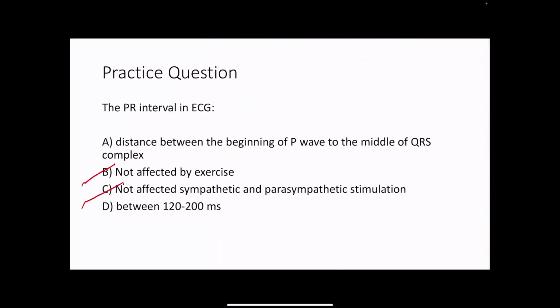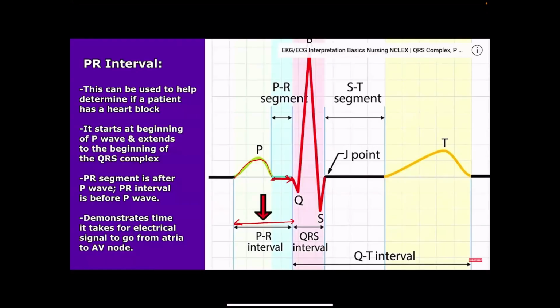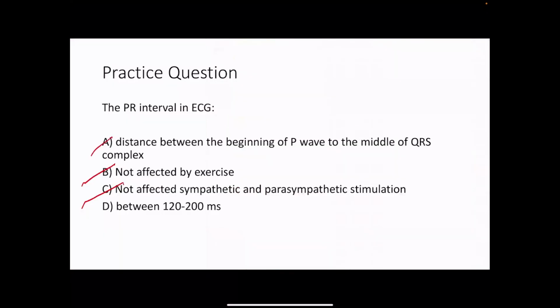And distance between beginning of P wave, which is here, to middle of QRS complex, no, it's from the beginning of the P wave to the beginning of the QRS. So it's D. 120 to 200 ms means 3 to 5 squares.